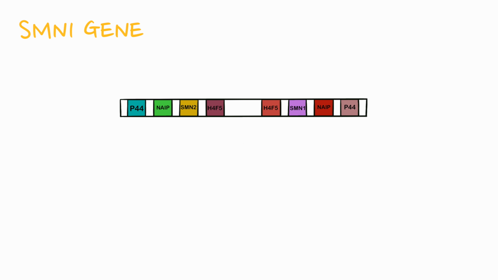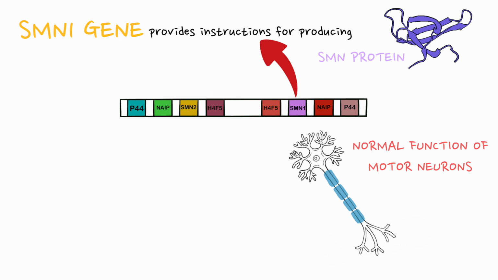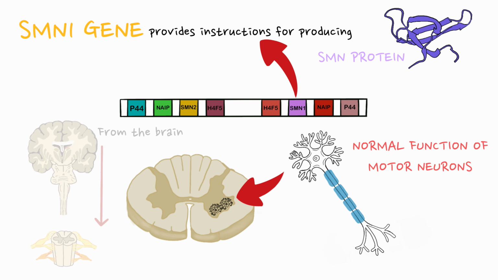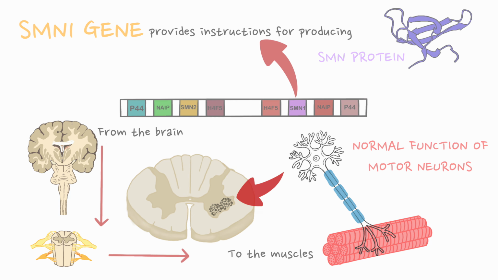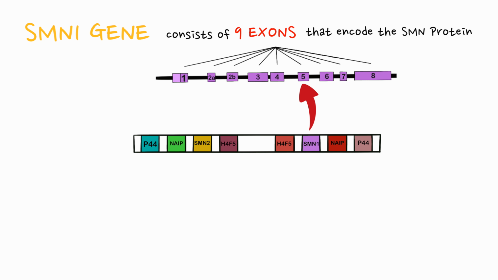The SMN1 gene provides instructions for producing the survival motor neuron protein, which is essential for the normal function of motor neurons. These motor neurons are located in the spinal cord and transmit signals from the brain to the muscles throughout the body. The SMN1 gene consists of 9 exons that encode the SMN protein.